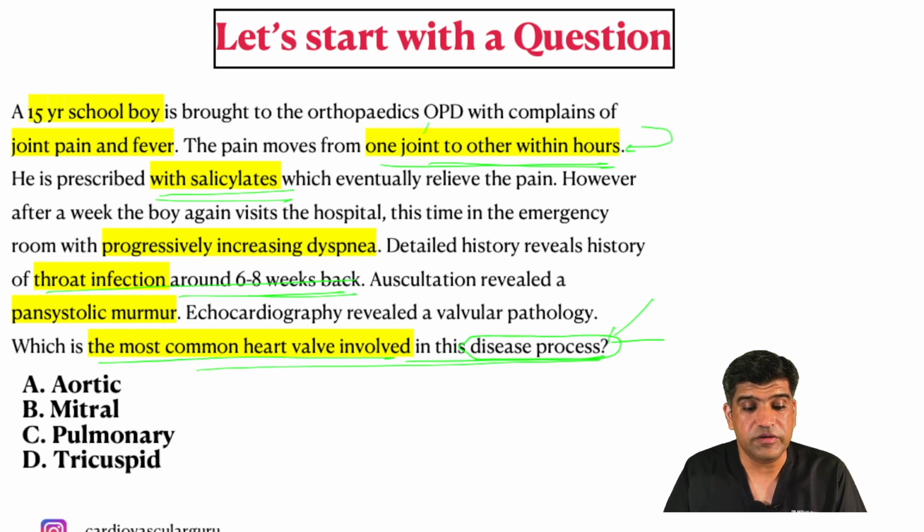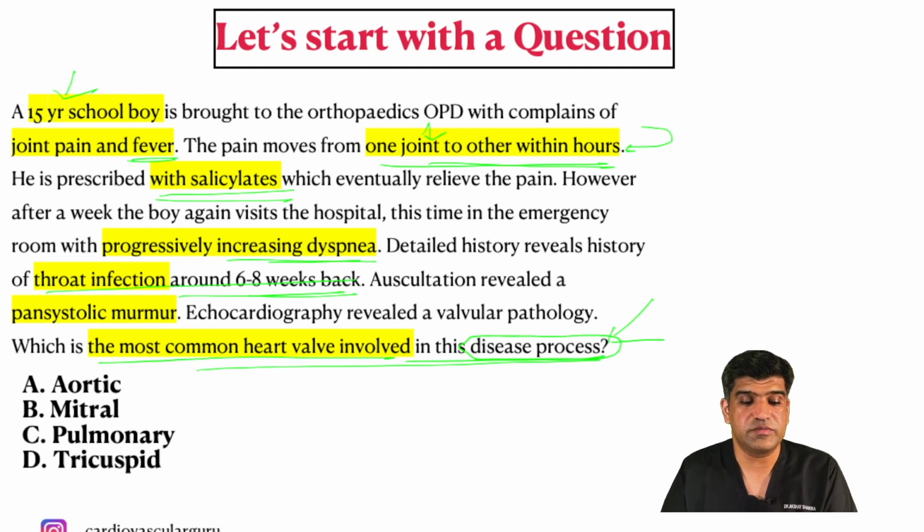Joint pain, 15-year-old adolescent, fever, joint pain responding to salicylates, increasing dyspnea, a positive history of throat infection 6 to 8 weeks back, and a pansystolic murmur. Again, an element of carditis is there. We have 4 options, standard 4 options of a valvular pathology: aortic, mitral, tricuspid, and pulmonary. Let's see.